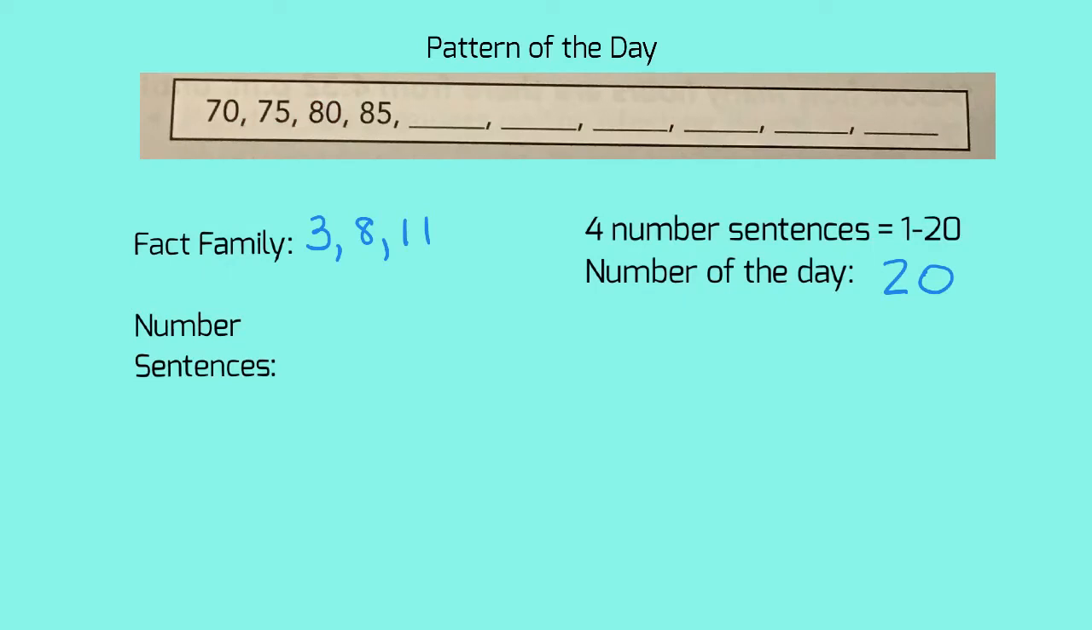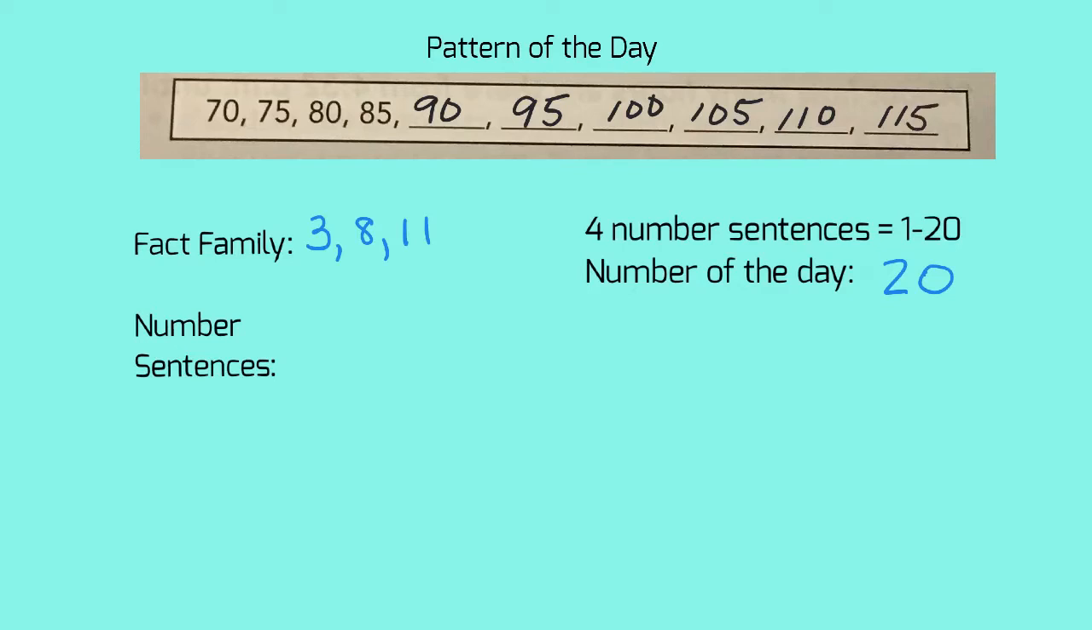Today's pattern of the day starts off with 70, 75, 80, 85. What kind of pattern is this? Think about it. Good. It is adding 5, or multiples of 5. All right, so let's continue the pattern starting after 85. Get ready. 85, 90, 95, 100, 105, 110, 115.